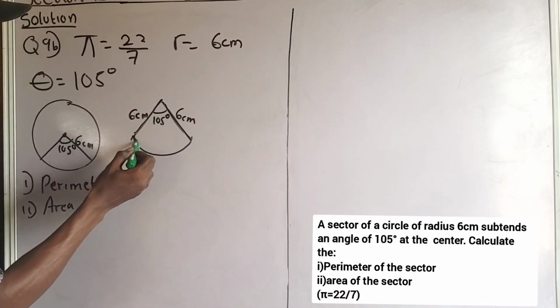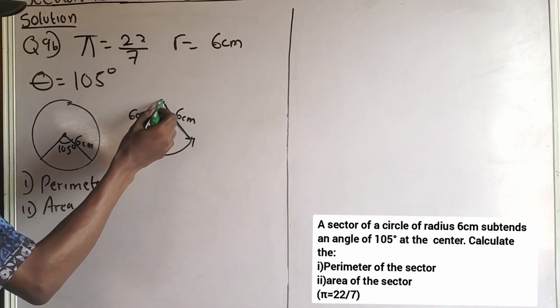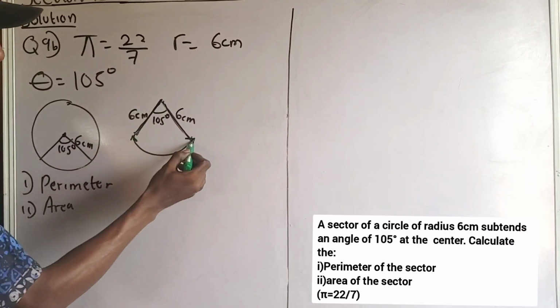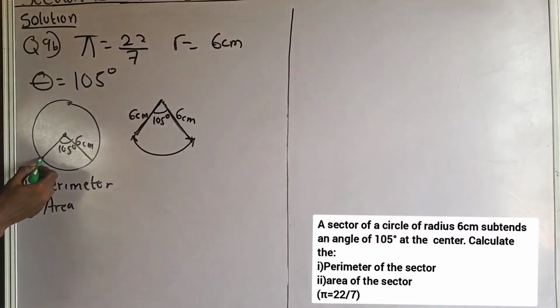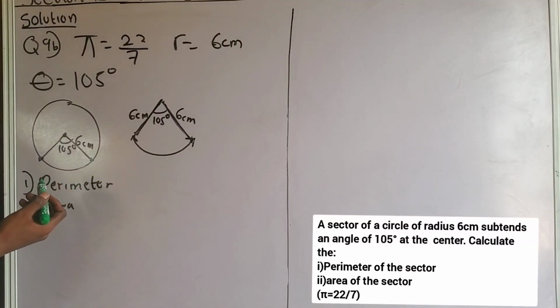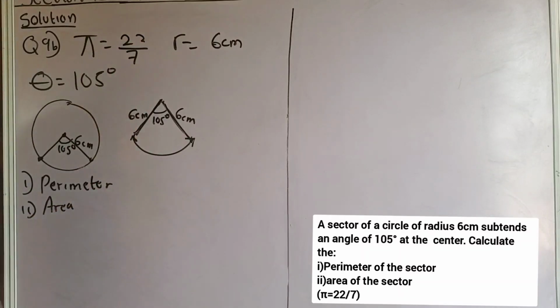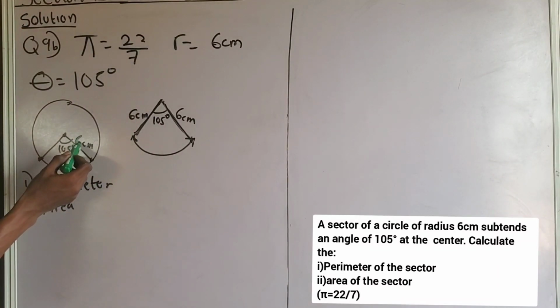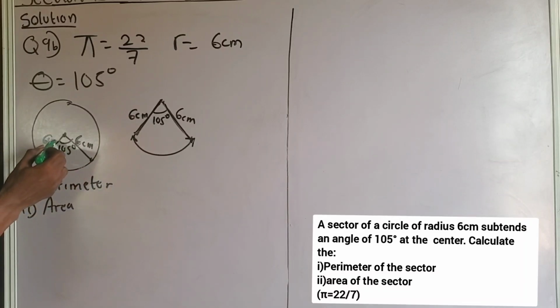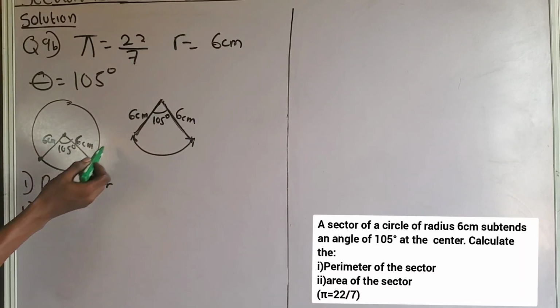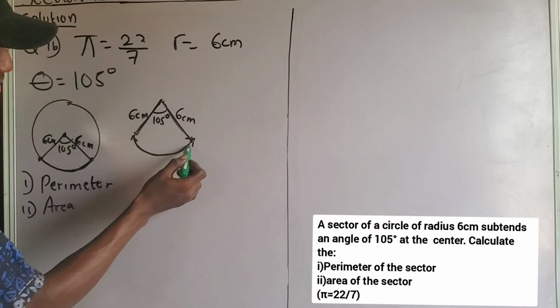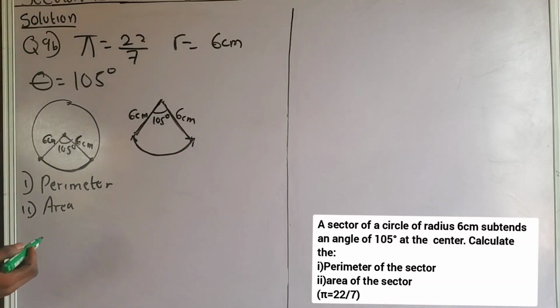Now, I cannot get the total length across this shape if I don't know the length of this arc. You understand? I need the length of this arc before I can calculate the perimeter. So I need the length here, which is 6 centimeters plus 6 centimeters plus this length. I cannot get the perimeter without calculating this length. So I need the length of the arc.